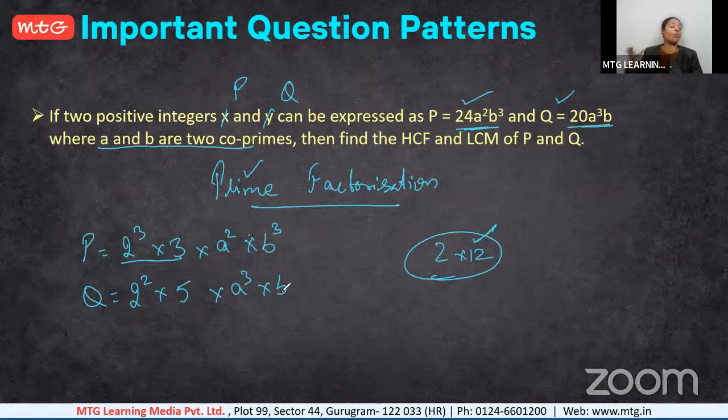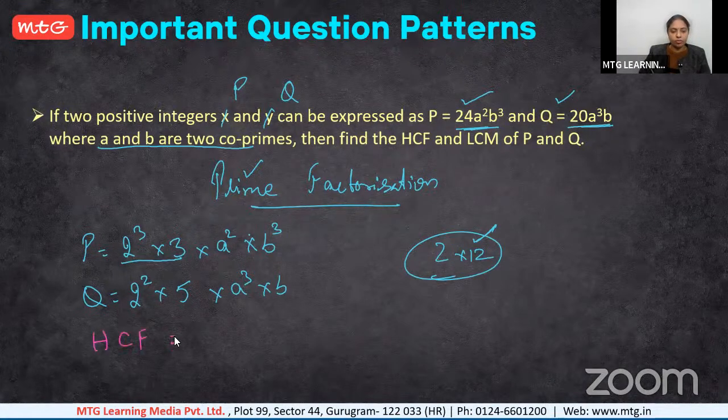And what is the definition of finding LCM and HCF? I gave you a simple trick. For HCF, pick the lowest power of common factors. For LCM, pick out all the factors, highest power. So let's write the HCF and LCM first. How will I write the LCM and HCF?